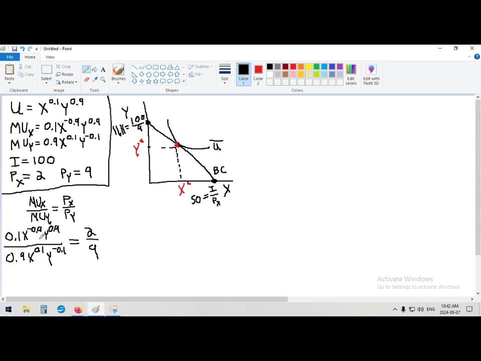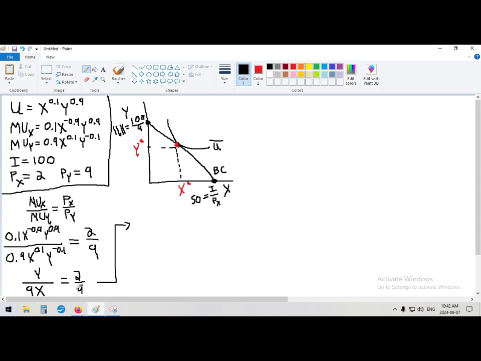To solve out this mess here, we just line everything up vertically. With the constants in front, we have 0.1 over 0.9, so that's just 1 over 9. And then in terms of x, we have x to the negative 0.9 divided by x to the 0.1. So we subtract the exponents, and we get x to the negative 1. That's the same as having x on the bottom. And then in terms of y, we have 0.9 minus 0.1, so that'll be positive 1, so it'll just be a y on the top. And then that's going to equal 2 over 9.